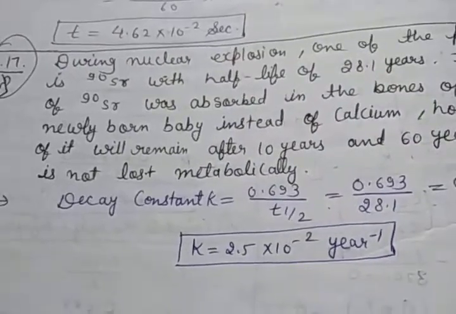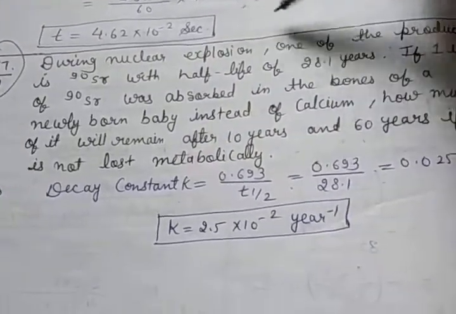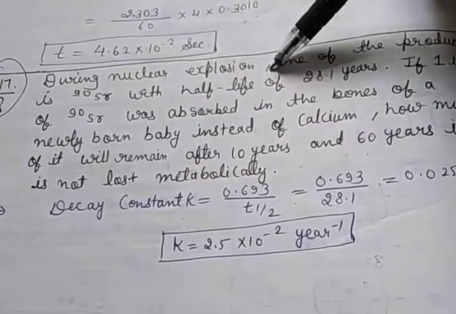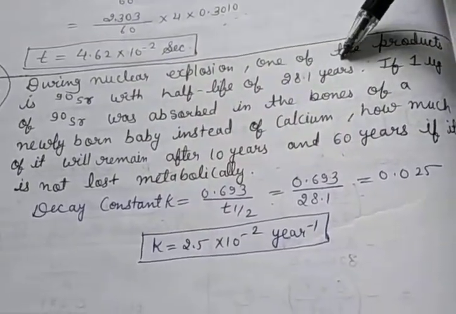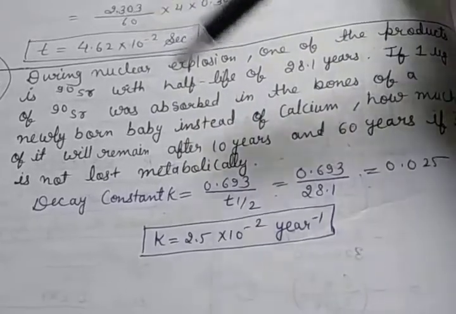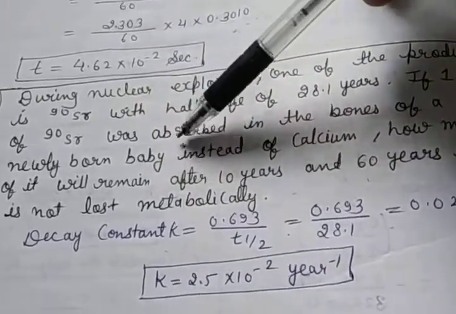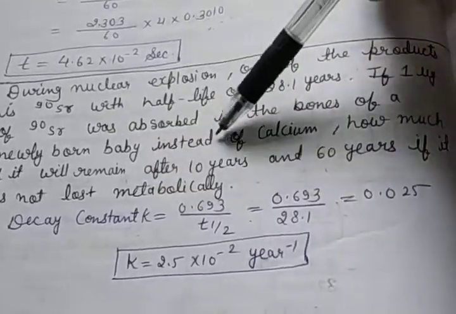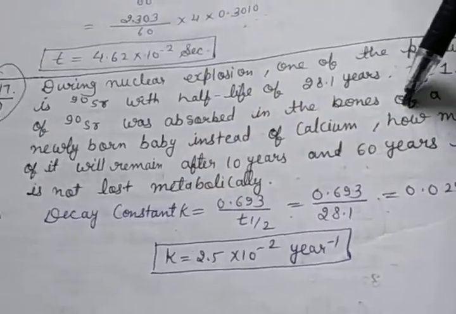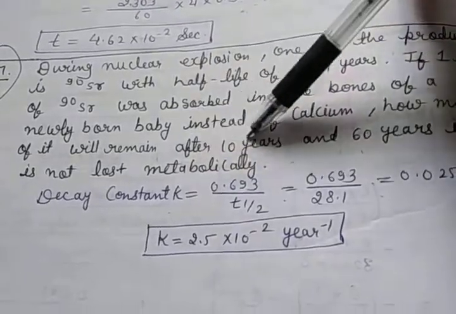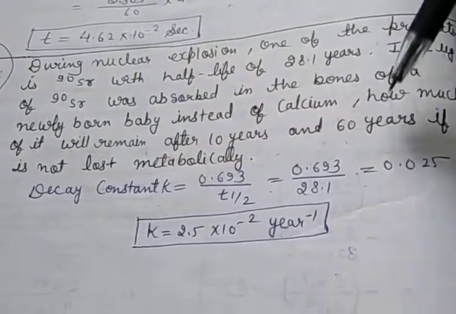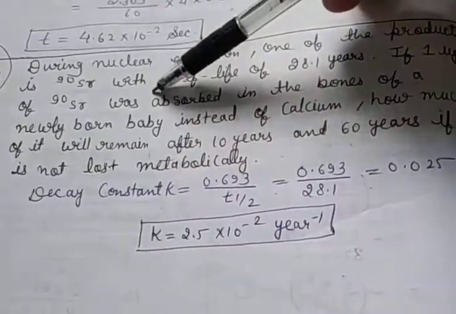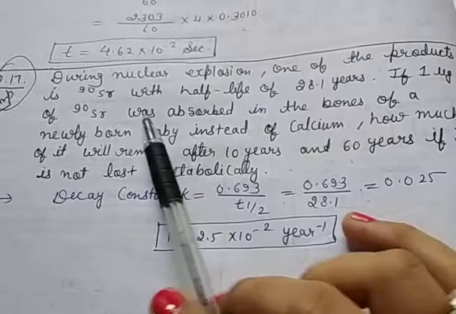Then question number 17. During a nuclear explosion, one of the products is strontium-90 with a half-life of 28.1 years. If 1 microgram of strontium-90 was absorbed in the bones of a newly born baby instead of calcium, how much of it will remain after 10 years and 60 years, if it is not lost metabolically? So first we have to consider the strontium decay.